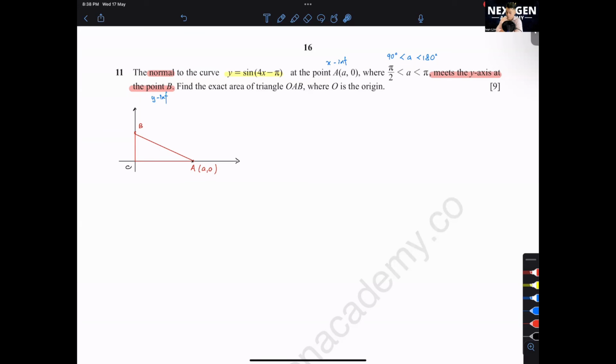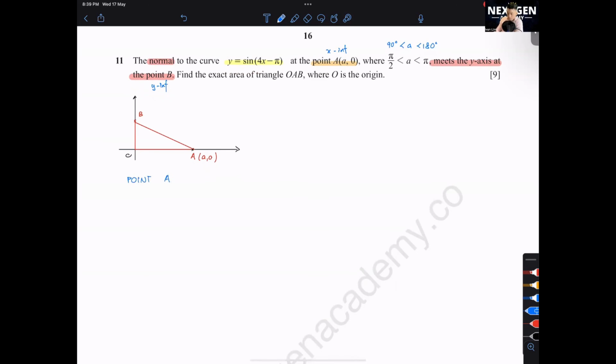Make sense? The point A is still referring to this part here. So we are going to use the point A based on this equation itself. So I'm going to calculate this out. Point A. A is A0. My equation is y equals sine 4x minus pi. So A0 means I will solve for this: 4A minus pi equals 0.